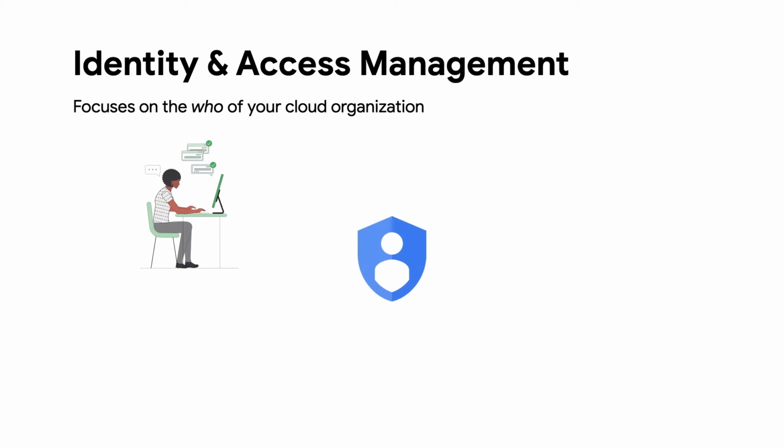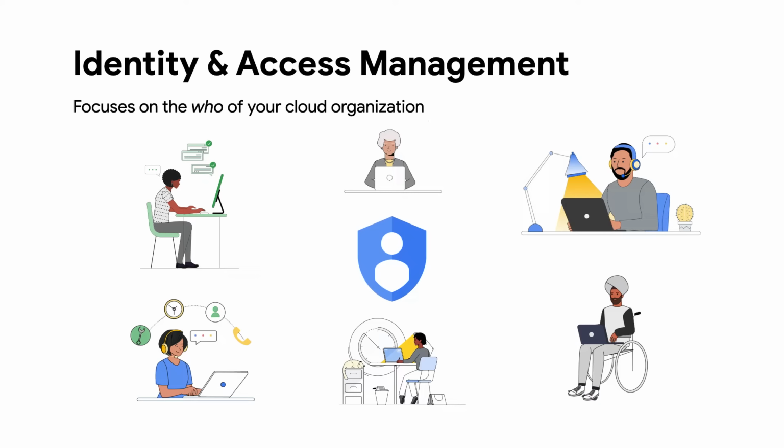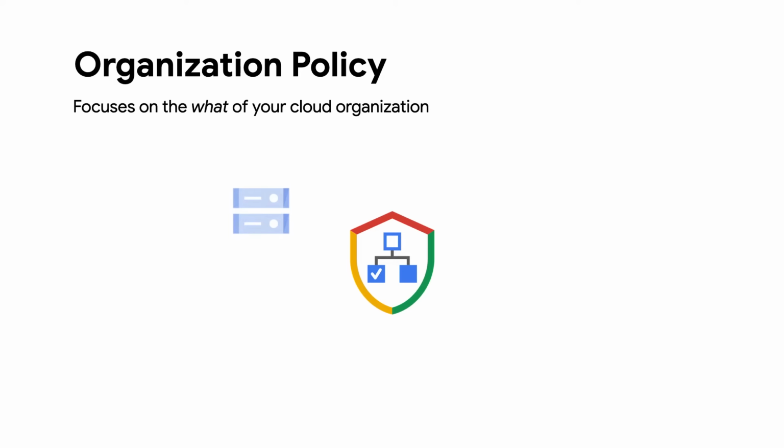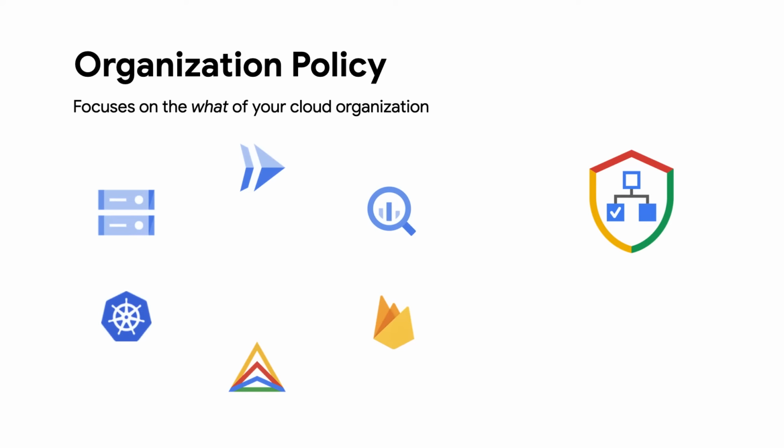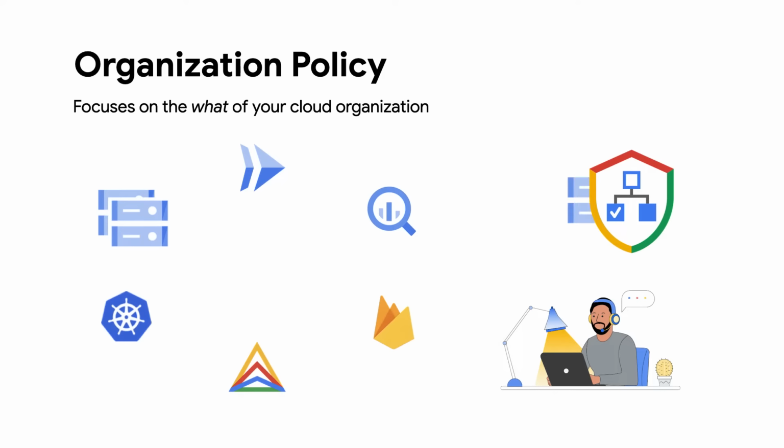Identity and access management focuses on the who of your cloud organization. It lets an administrator authorize who can take actions on specific resources based on permissions and roles. As the next line of defense, organization policy lets administrators define the what, i.e., what resource configurations are allowed in their organization independent of who or where the request comes from. It ensures compliance and conformance at a higher level than IAM by ensuring that only secure and compliant resources are used across the organization. The Organization Policy Service gives you centralized and programmatic control over your organization's cloud resources.